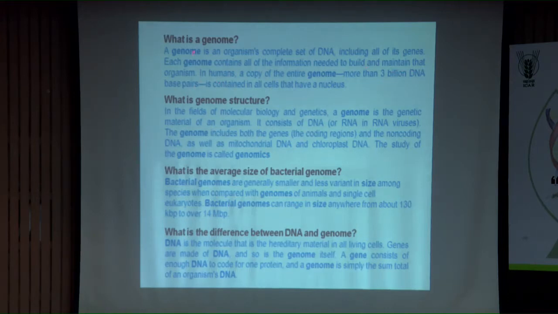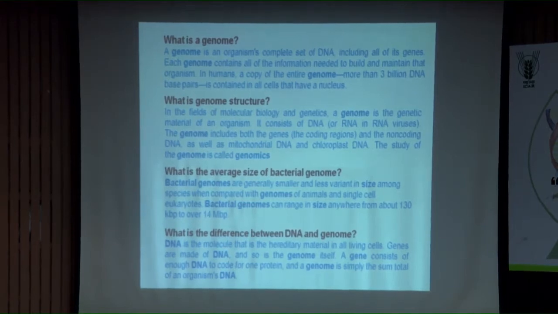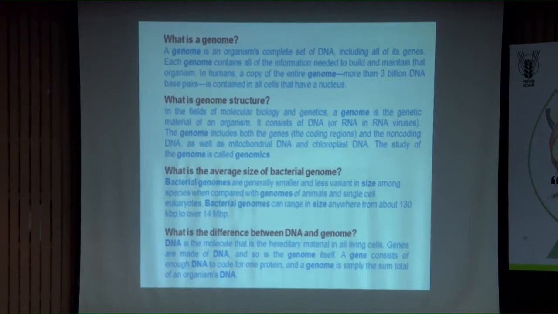And if I go next to the question, what is the genome structure? What is it made up of? When we are talking about genome, what does it constitute? In the molecular biology and genetics field, a genome is the genetic material of an organism consisting of DNA or RNA, and RNA viruses. I'm sure there are one or two talks on viruses also in this, or no? No? Okay. But since you come from a molecular biology background, you do know that viruses are made up of RNA, and that is the genetic material in viruses. And the genome includes both the genes, that is the coding regions, and also the non-coding DNA. So a genome is a complete set of the DNA material of an organism.